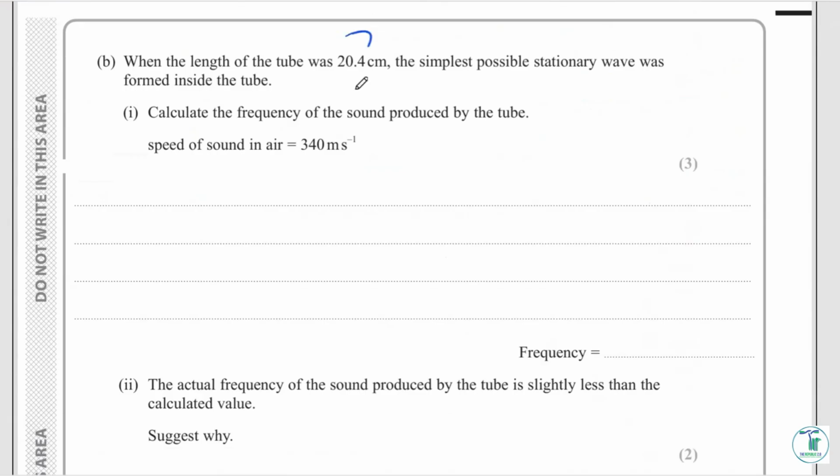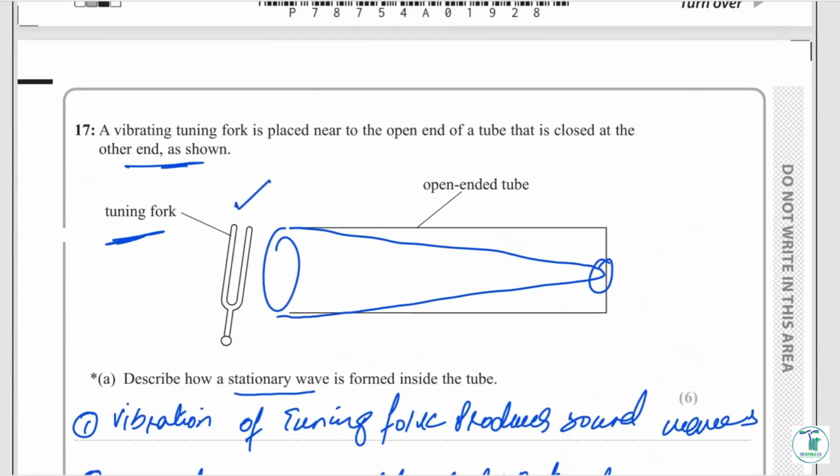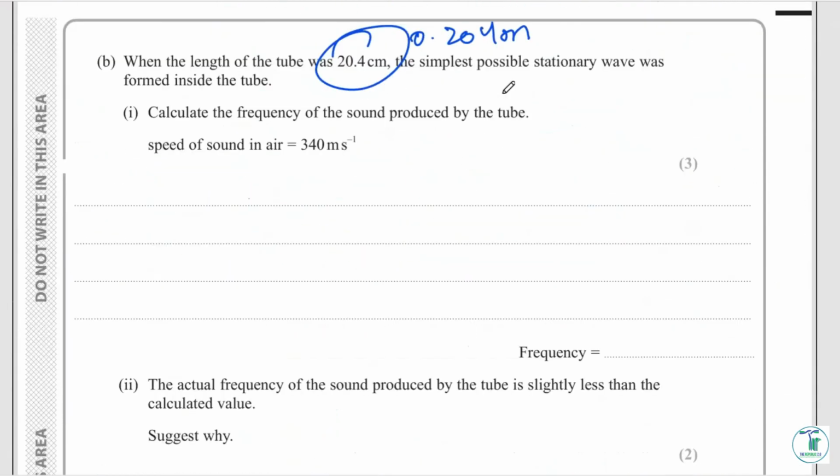When the length of the tube is 20.4 centimeters, what does that mean? That this is 0.204 meters. The simplest possible stationary waves are formed inside the tube. Simplest possible was the one that I made, something like this, right? With a node at the closed end and the antinode at the open end. This is the one simple basic wave. So calculate the frequency of the sound produced by the tube.